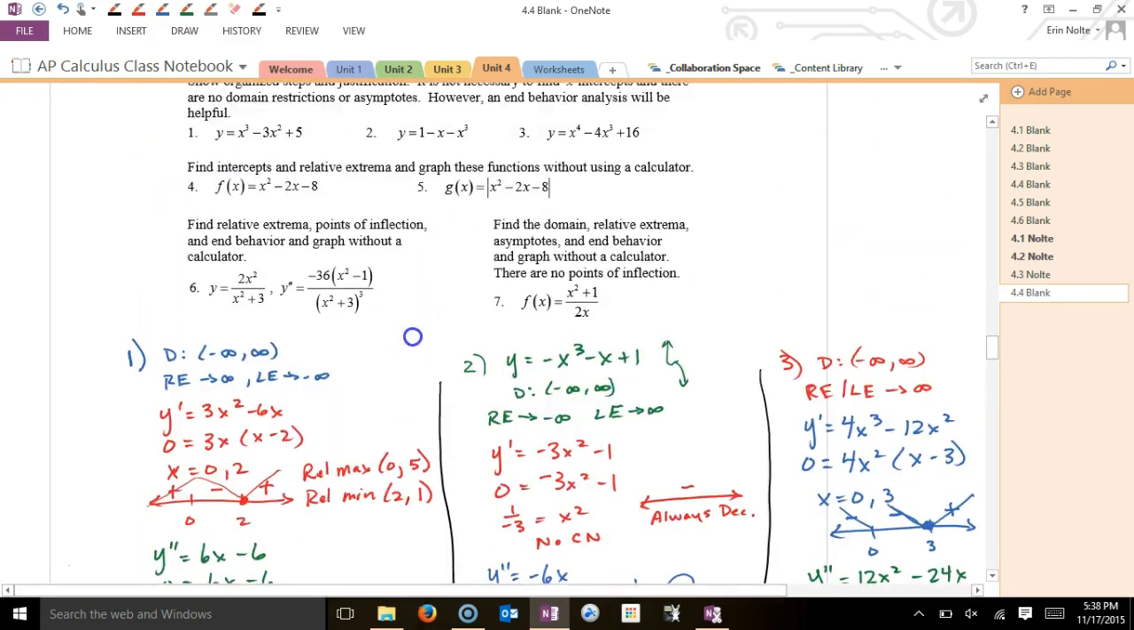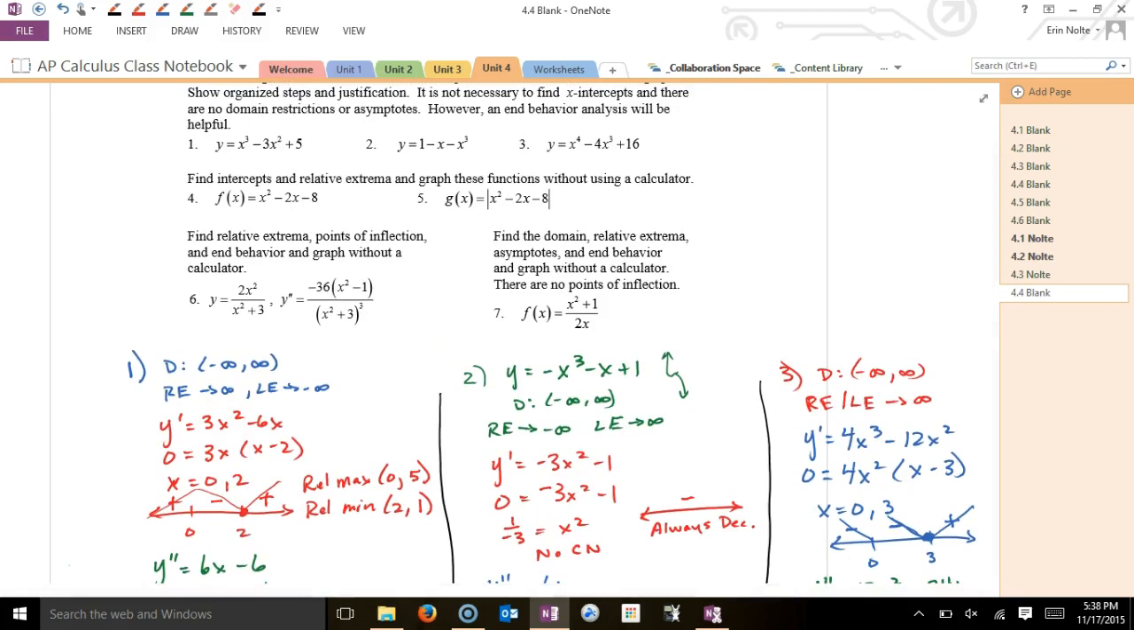All right, so I think that's pretty good help with those 3 problems. Okay, so I want to see if you can do at least 4 and 5 on your own. This time, do notice that they ask you to find intercepts and then to graph it. All right, good luck.